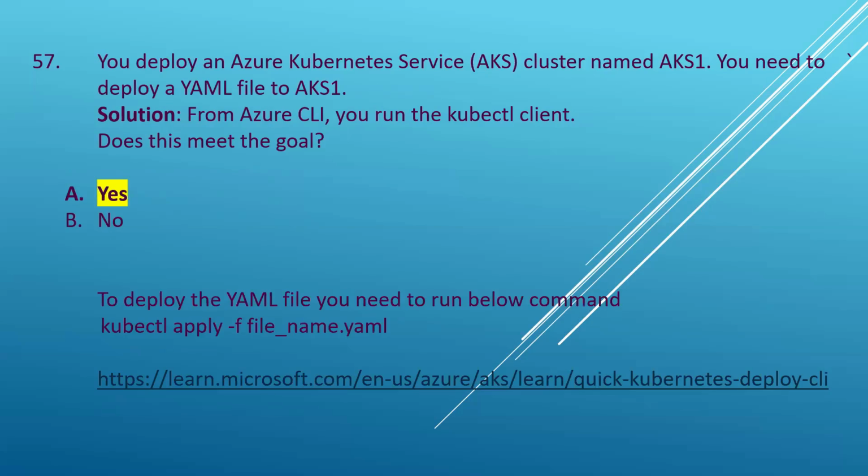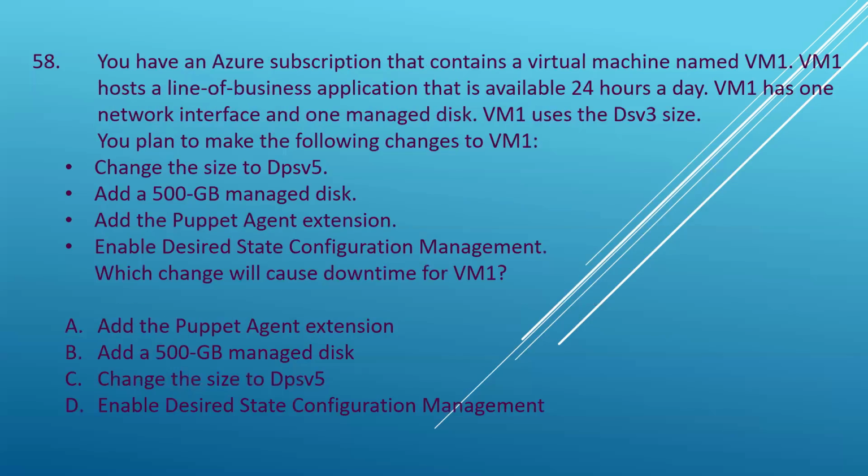To deploy the YAML file, you need to run the command which is on your screen: kubectl apply -f, where -f is the parameter, and then whatever your file name is, .yaml. Again, there is a link on your screen. Go through this link to understand more about Azure Kubernetes clusters and their deployments. Let's move to question number 58 of the series.